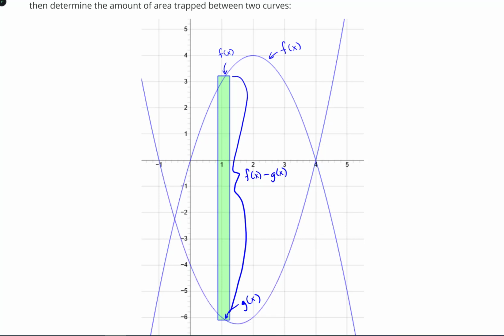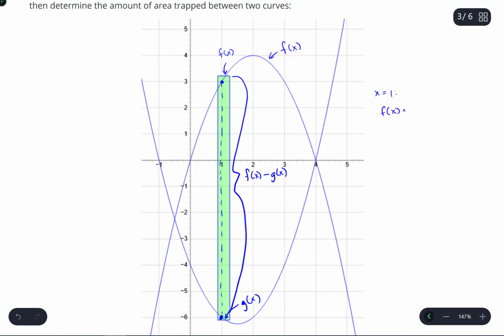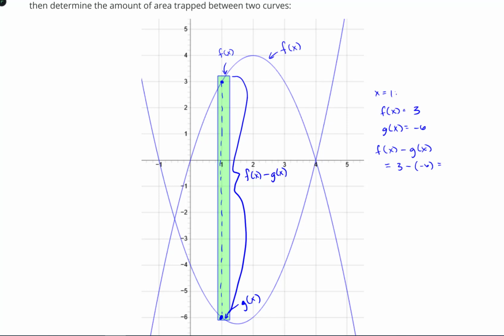So, like for instance, along this particular point here. So if I look where x is 1. All right, so when x is 1, f of x is evaluating to 3, g of x is evaluating to -6. So the vertical distance would be f of x minus g of x, which would be 3 minus -6, telling me that there's a distance of 3 above the x-axis and a distance of 6 below the x-axis for a total distance of 9 units between those 2 points.